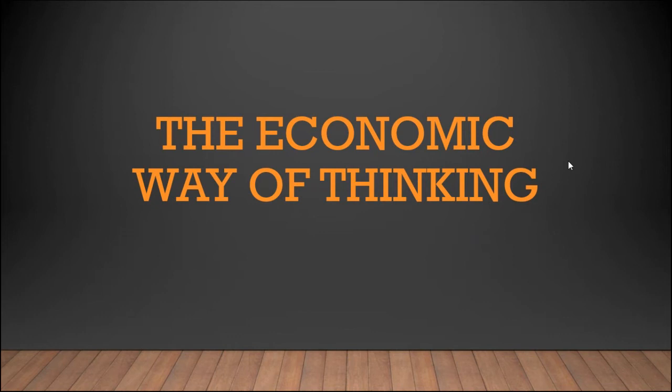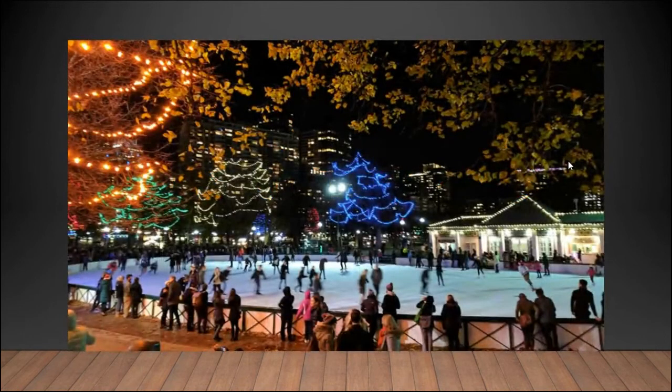So let's start with a good example. Here we have a skating rink. This is the Boston Gardens skating rink up in Boston, Massachusetts, where I'm from. So a little hometown bias there. And imagine that this picture is in motion. What do you see? Well, you see a bunch of people skating around, some people watching. It's a nice day or a nice evening.